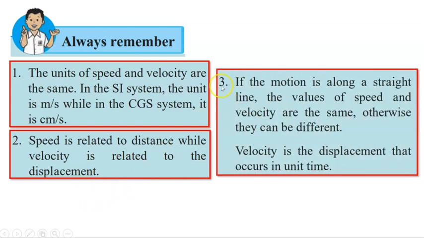And next, if the motion is along a straight line, the values of speed and velocity are the same. Otherwise, they can be different. Because if the motion is in a straight line, then both quantities will be the same. Otherwise, if it is not in a straight line, they will be different. Velocity is the displacement that occurs in unit time.